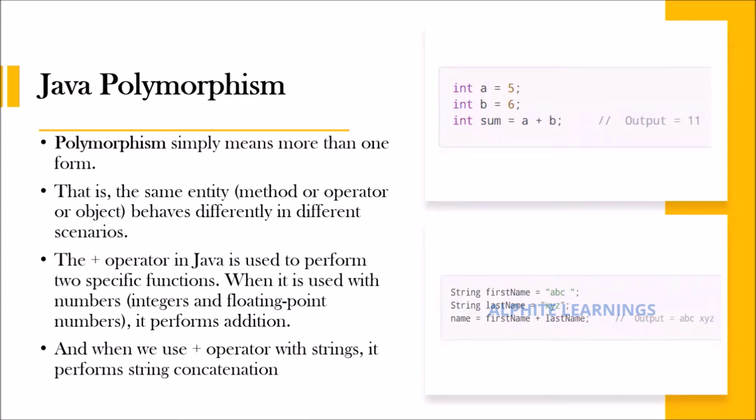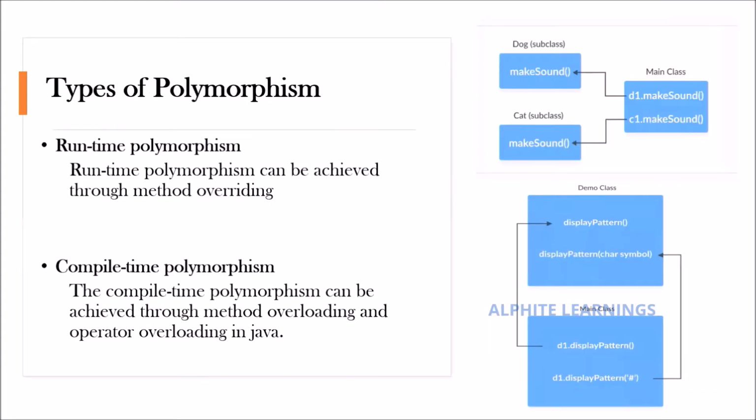Okay, understood? So from a viewer's perspective, it is the same operator. It is a plus operator, but it does two different jobs. So we have two types of polymorphism. One is runtime polymorphism, the other one is compile time polymorphism.